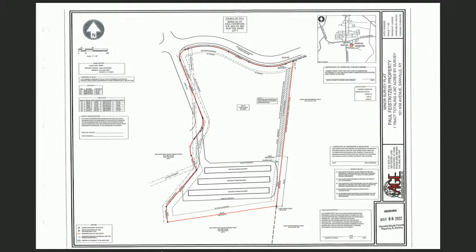The other two conditions were a landscape plan and the drainage calculations to be submitted, and we're still waiting on those before we can move forward with the zoning permit.